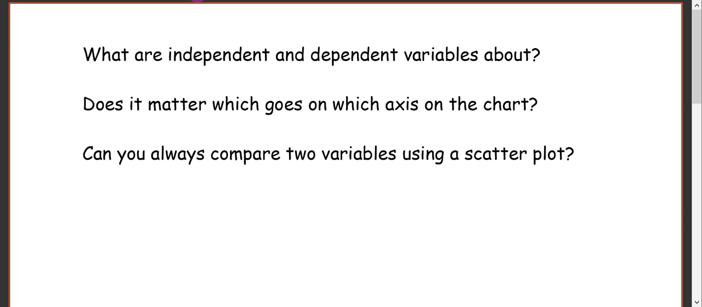So, talking about independent and dependent variables. When we're doing scatter plots, we're comparing two variables, right? How would we describe the relationship between two variables when we see it on a scatter plot? What do we see? Over to you.